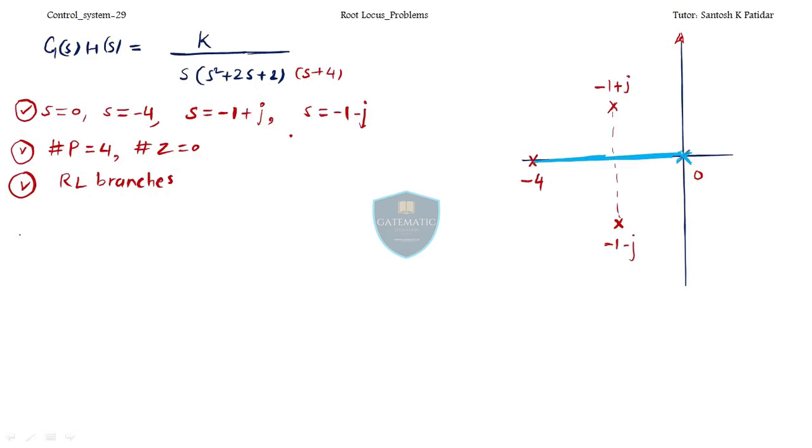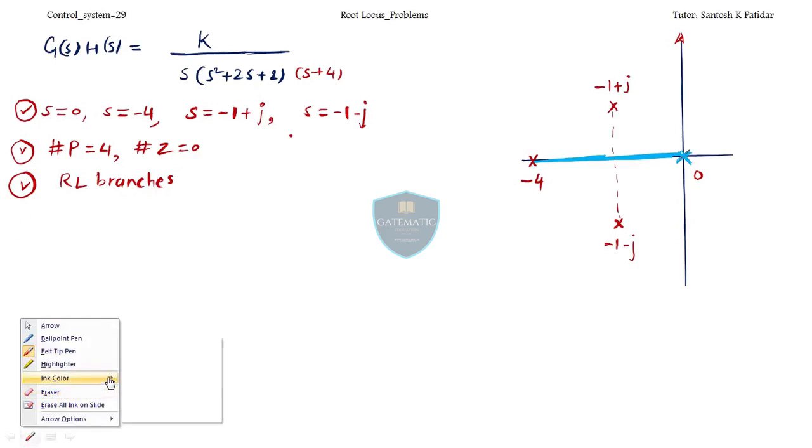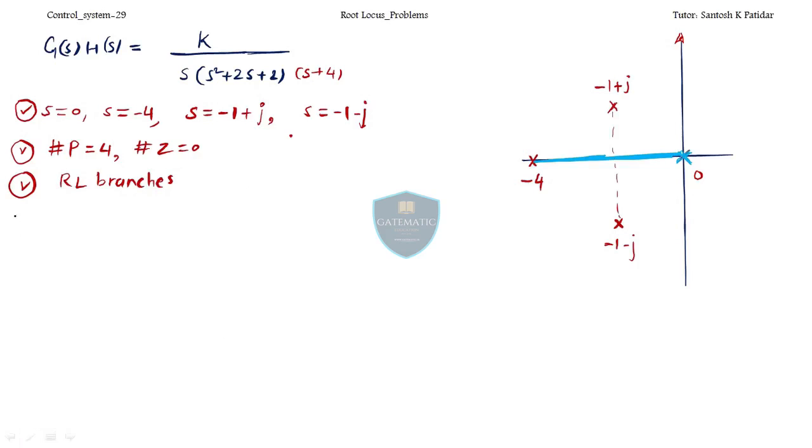Now the thing is, you have to find out the asymptotes. Definitely we require the asymptotes. So how many asymptotes do you have first? The formula is n equal to p minus z. Here p you have 4 and zeros are 0. So in total 4 asymptotes you have.